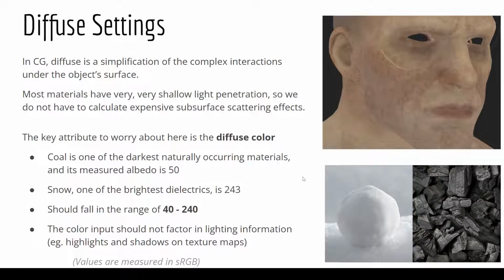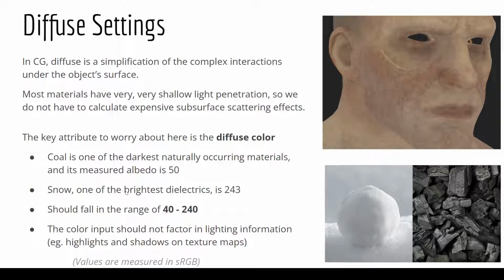So in computer graphics, diffuse is the term we use for that simplification, that grouping of all the light that enters the surface and does all those complex light interactions underneath the surface inside the material. Most materials have very shallow light penetration, so we do not have to actually calculate those really expensive, complex light interactions. We use a simplification in our shader, and that's what diffuse is representing. It's representing that surface color, light that's not simply bouncing off the surface. So the key attribute we're going to worry about here is either the diffuse color, or another term you'll hear is albedo.